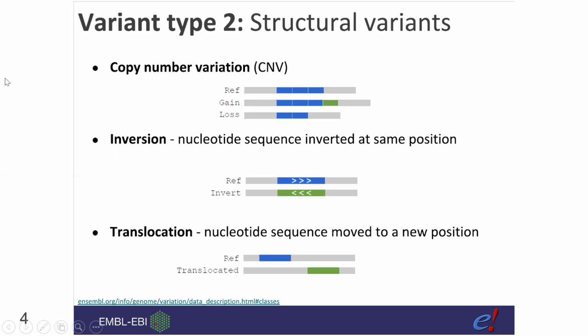So just as an image, if we have 3 copies of some region in the reference genome, we might have gene gain or gene loss to have 4 or 2 copies. And inversions in a graphical form, so that you remember, just changing the original direction for a fragment of DNA, which could be thousands or millions of bases. And translocation would mean moving a piece of DNA into a new position.